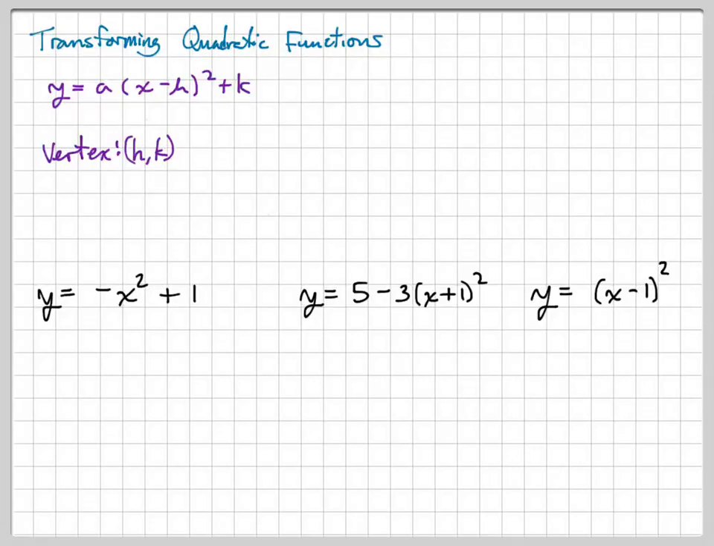Vertex and axis of symmetry. Anyways, we have h, k, and then A right here. This is the vertex form of a quadratic function, okay?